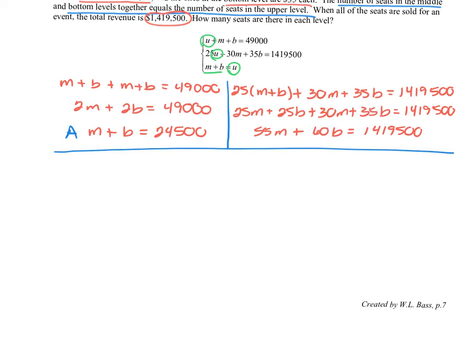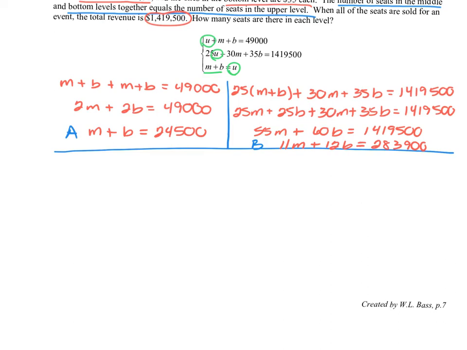And then if you see it, what we can do is divide everything through by a nice 5, again, just making our numbers a little bit smaller for ourselves. And that's going to give us 11m plus 12b equals, when I divide that through, and you could bust out a calculator, no big deal, 283,900. So now I'm going to call this equation B. So now I have an equation A in terms of m and b, and an equation B in terms of m and b. So now I can do either substitution or elimination.